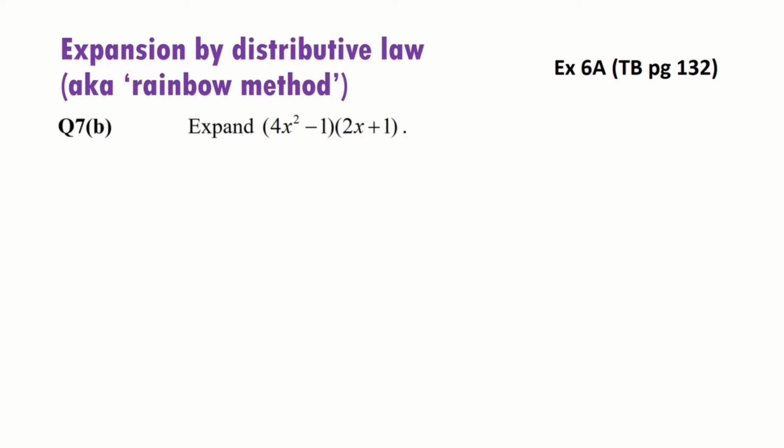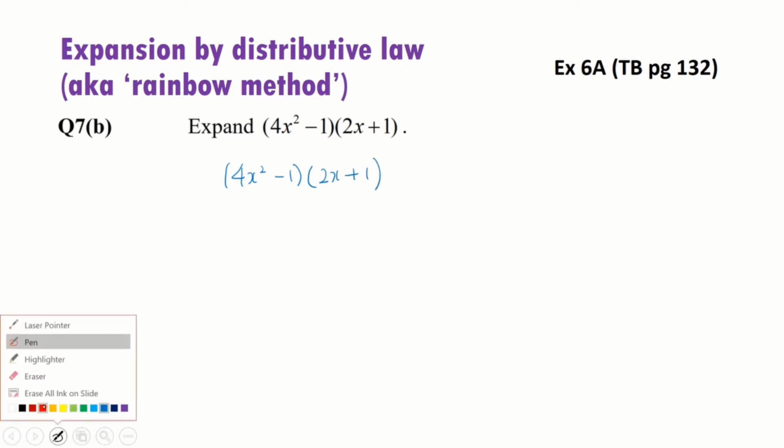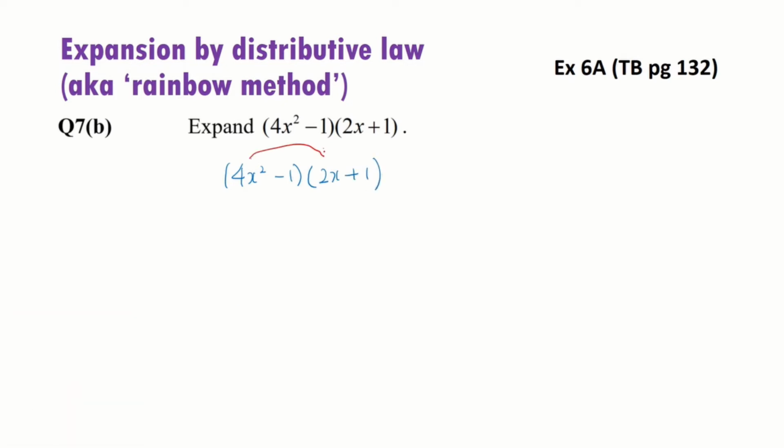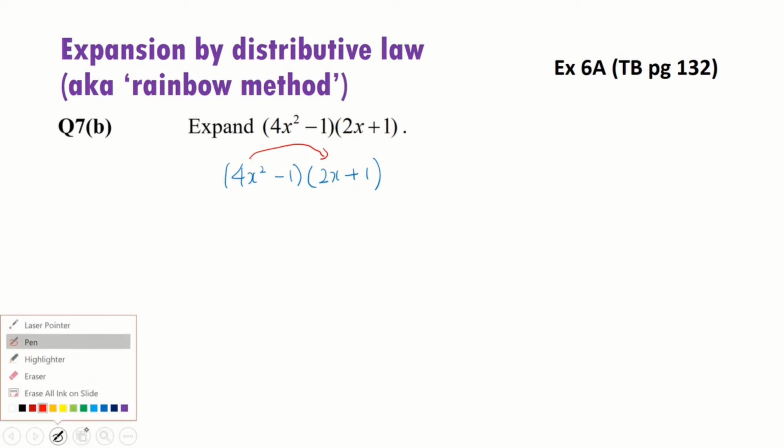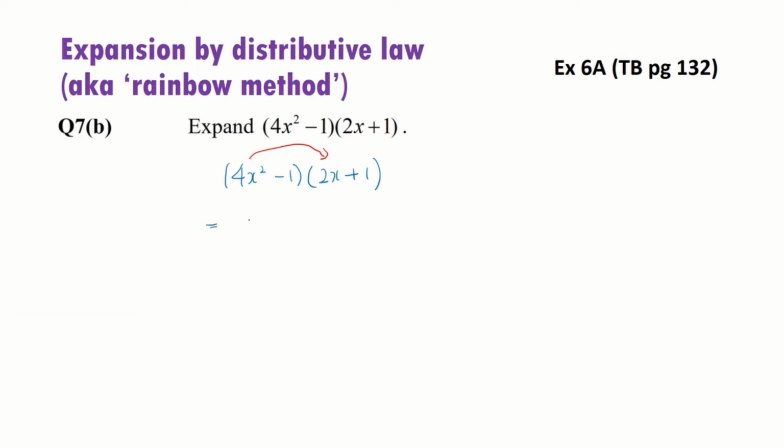Now for question 7b, okay, this one there are many careless mistakes from a number of you. So when we have 4x squared minus 1 times 2x plus 1, when I multiply 4x squared with 2x, okay, because there's a x squared times x, I should actually be getting 8x cubed. Right? So some of you gave me 8x squared, which isn't correct.